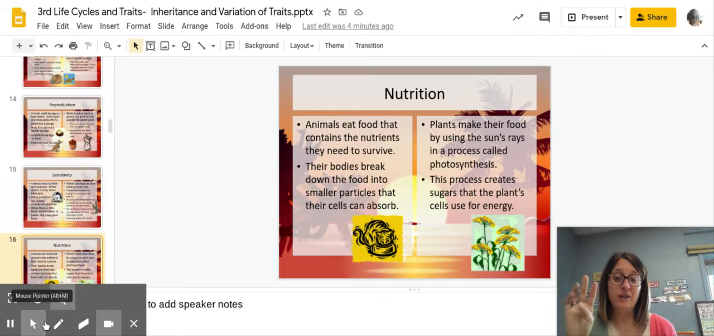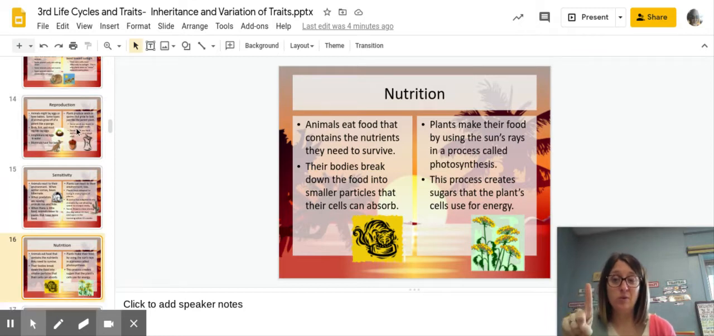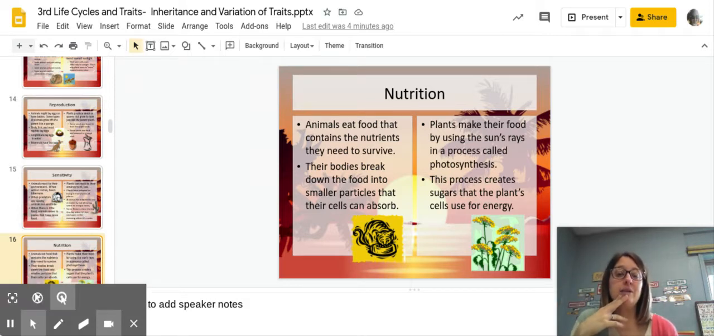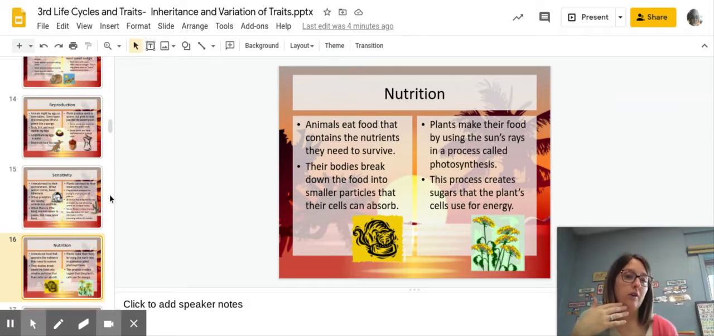The fourth thing, so all animals have to be able to move, reproduce, they're sensitive, and we have to have nutrition. We need to eat food. So animals have to eat the foods that contain nutrients we need to survive. We don't drink all of our nutrients. We don't have all of our nutrients inside of us. So what happens is we eat the food that has those nutrients, and then our bodies do the job, and they break it into smaller parts that the different parts of our bodies can absorb and use.